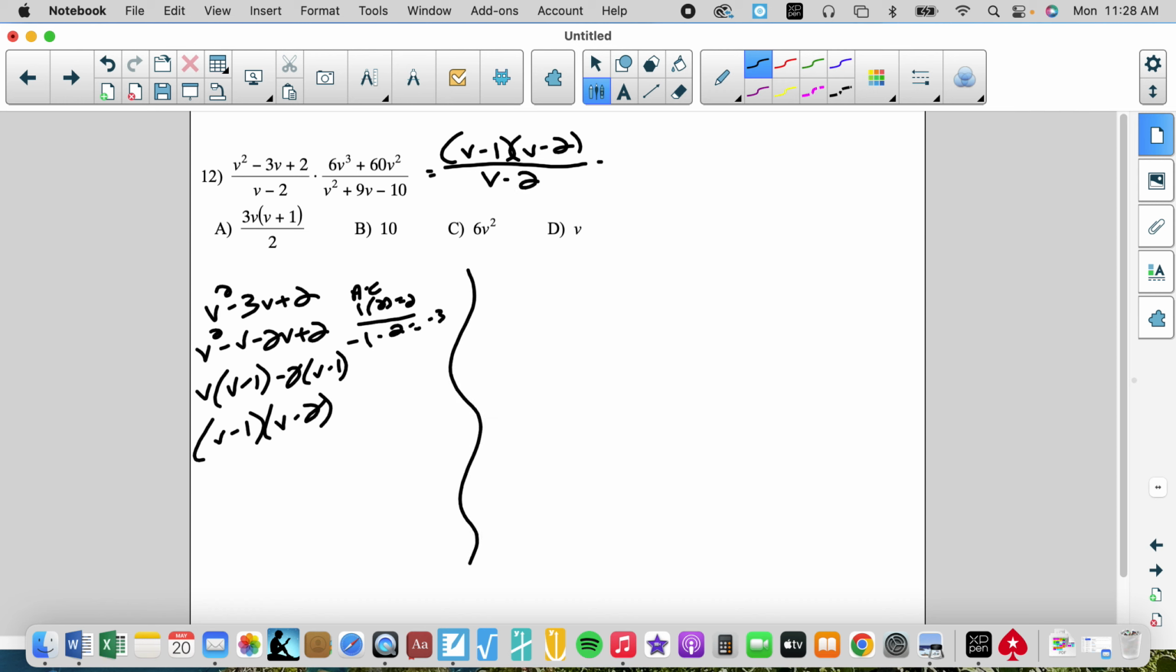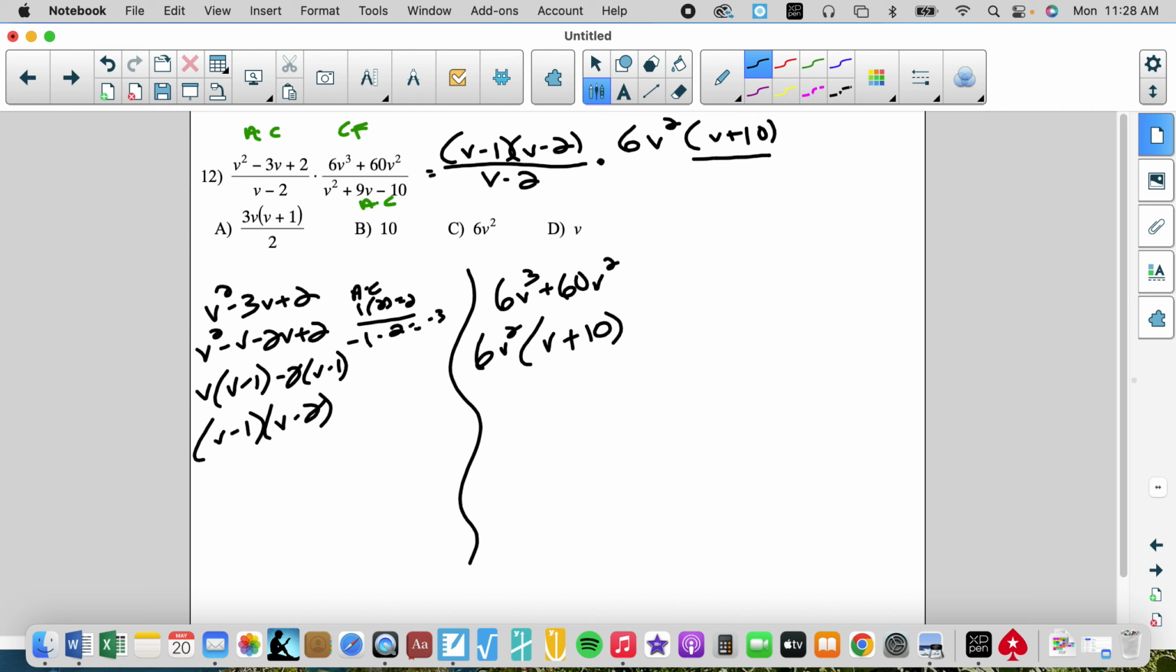Top right, 6v cubed plus 60v squared. This is a common factor. So here we're going to factor out a 6v squared. Ooh, how many people saw that? So 6v squared, v plus 10.